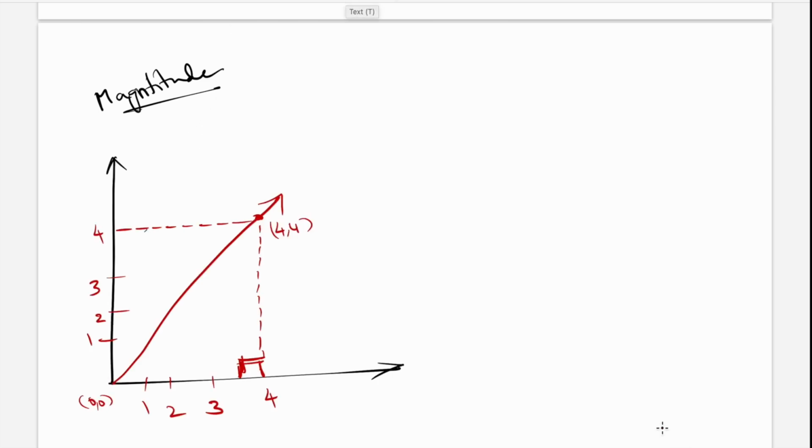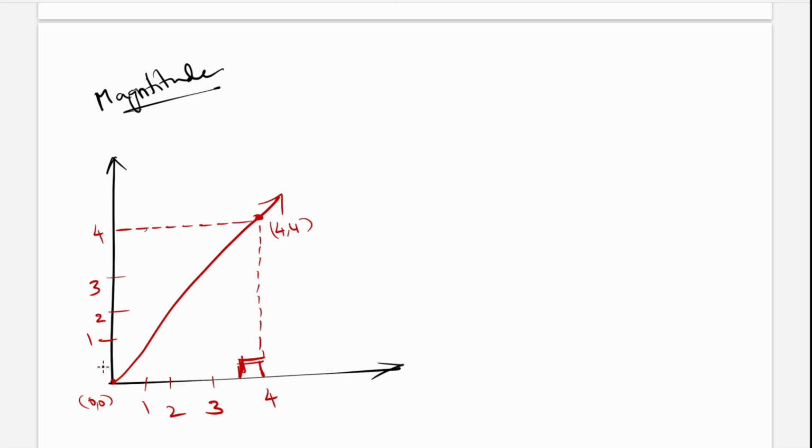After that we're going to cover something known as the magnitude of the vector, as we discussed before. So how do we find the magnitude of the vector? I'll just draw a graph over there.